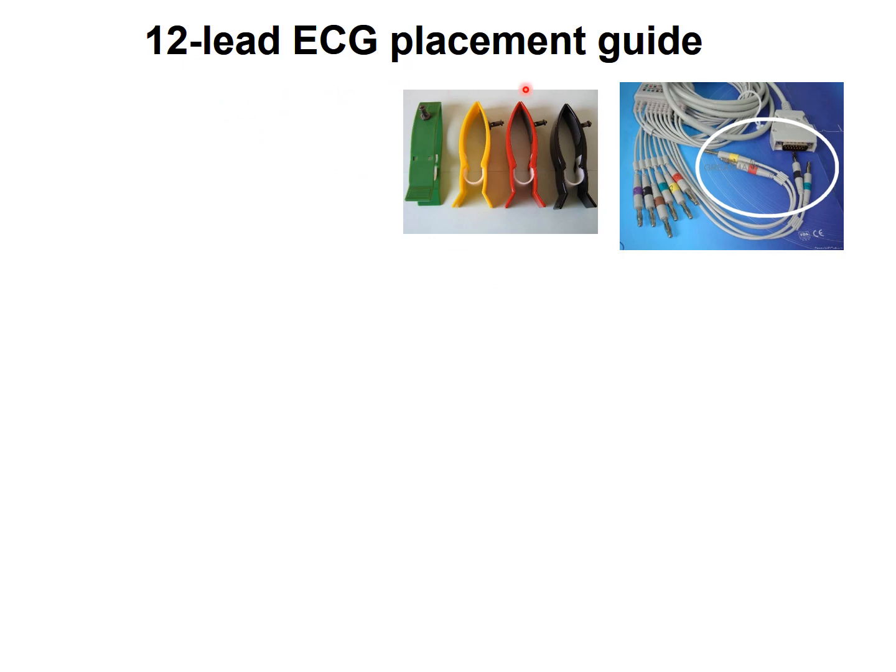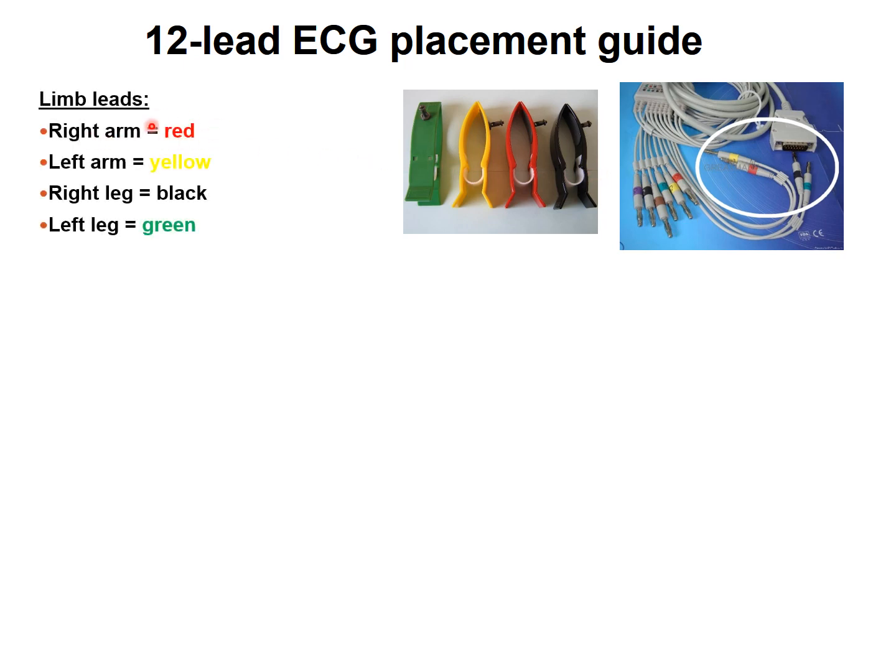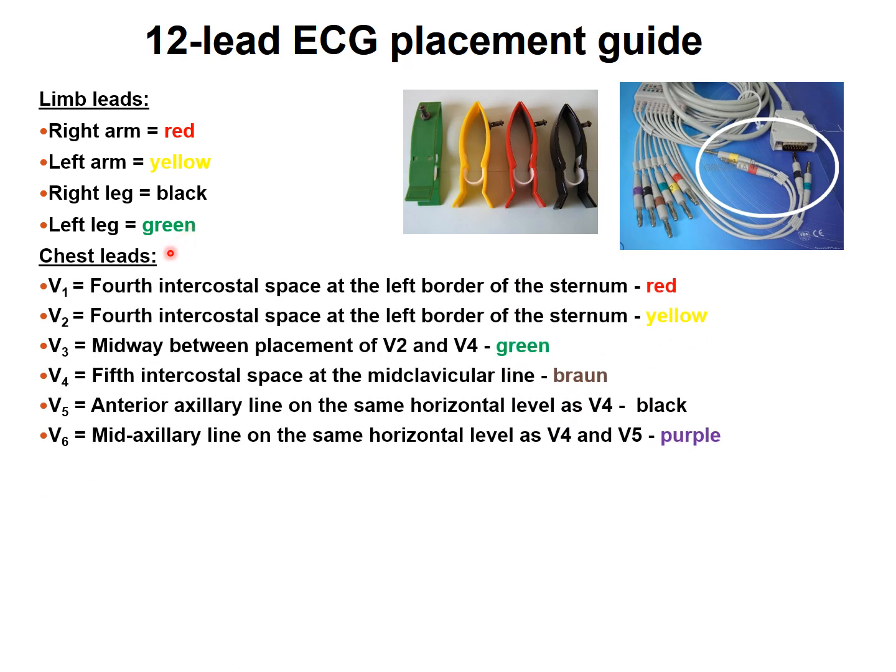The 12 leads ECG placement guide. We have different colored electrodes and different colored clips. A red one is attached to the right arm, yellow to the left arm, black to the right leg, and green to the left leg. Similarly for the chest leads: V1 red, V2 yellow, V3 green, V4 brown, V5 black, and V6 purple.